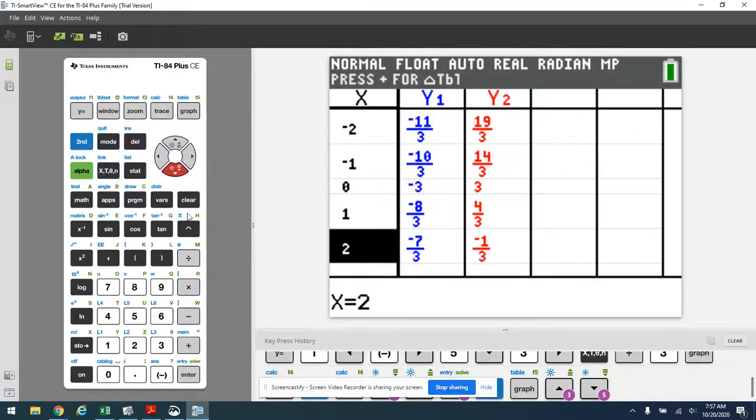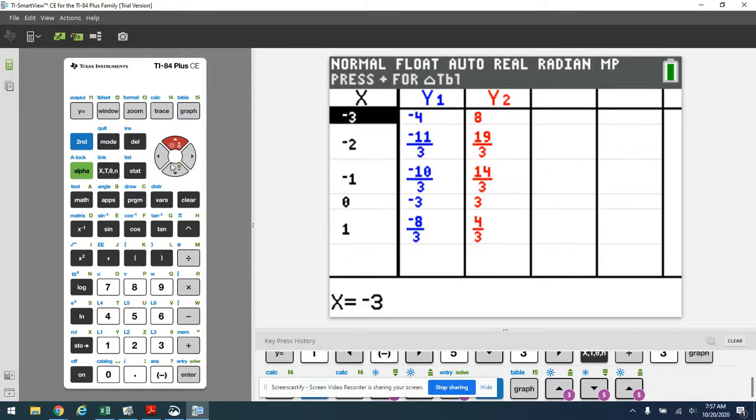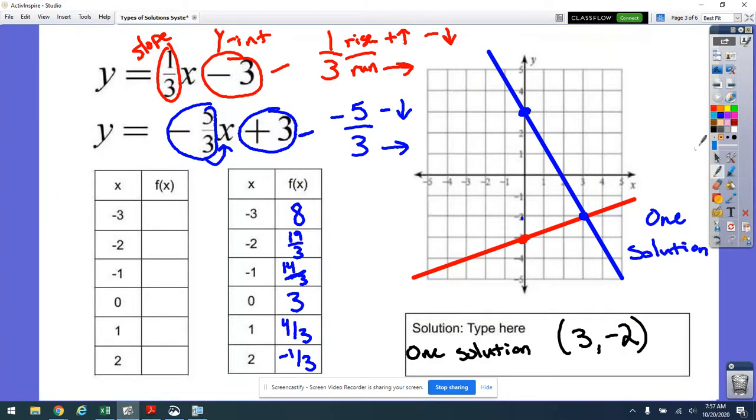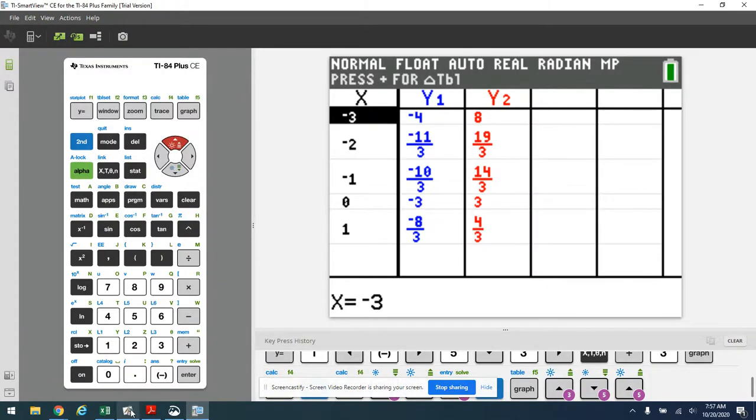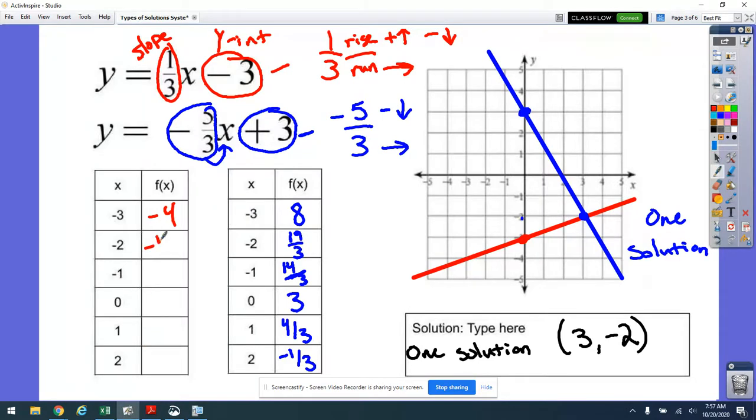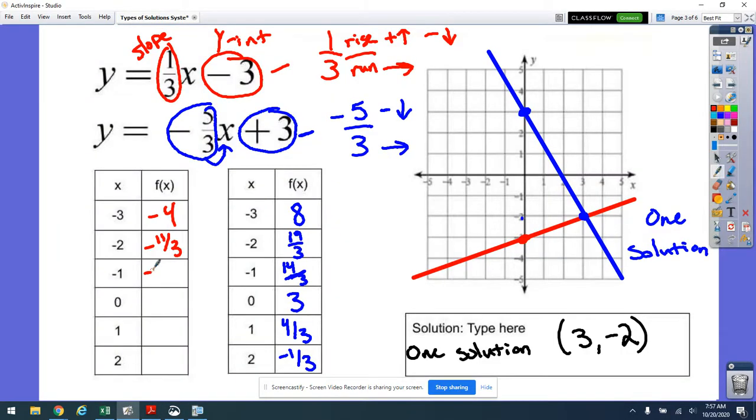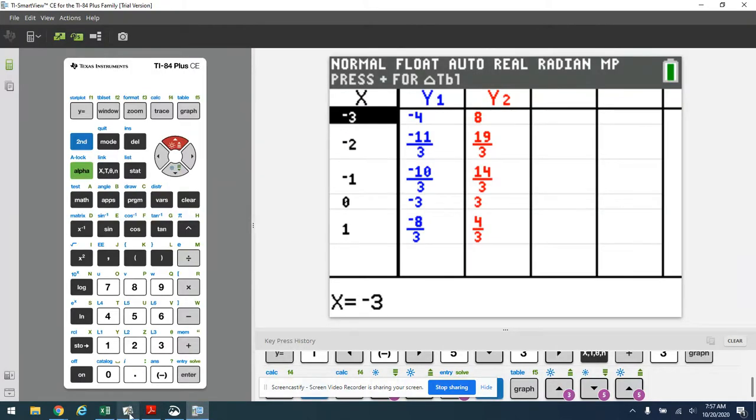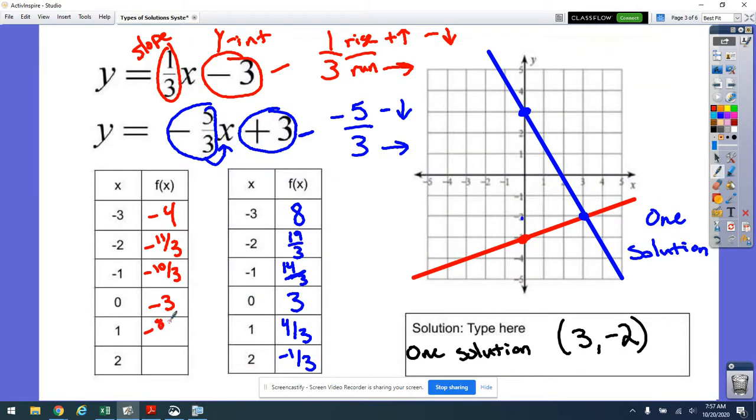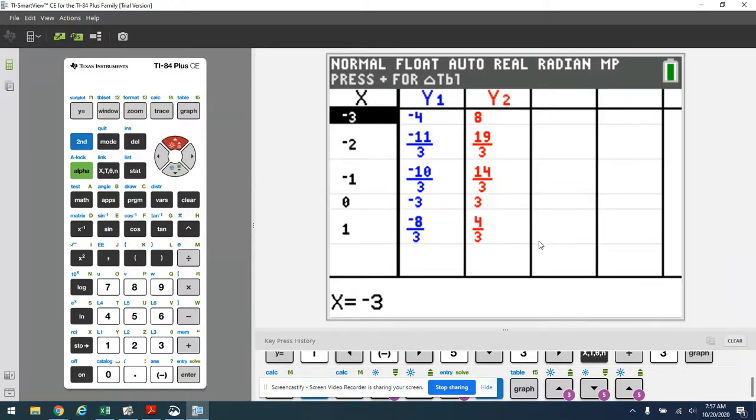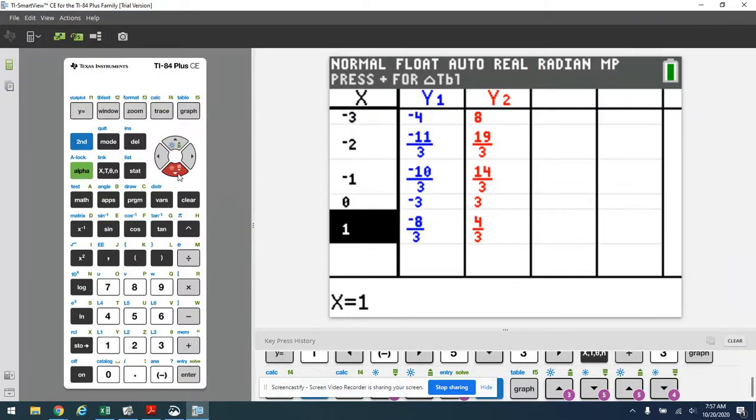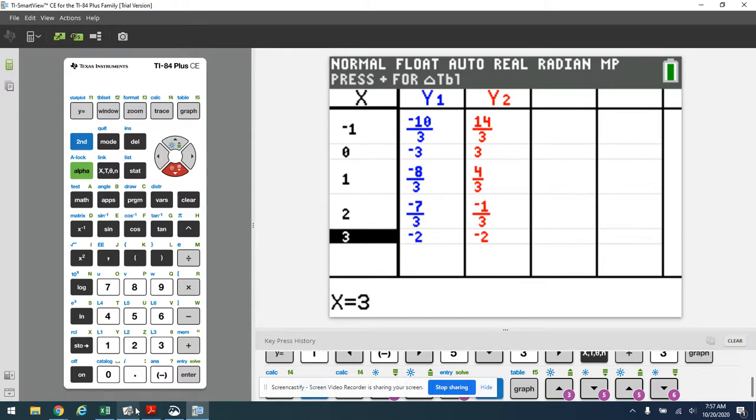And then for my other one, -4, and -11 over 3. And then -10 over 3, -3, 8 over 3, and then I gotta get my 2. -7 over 3.